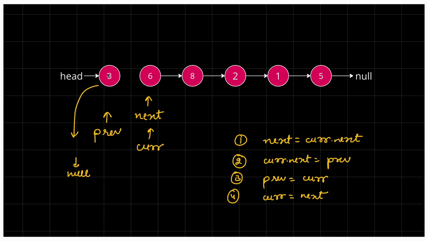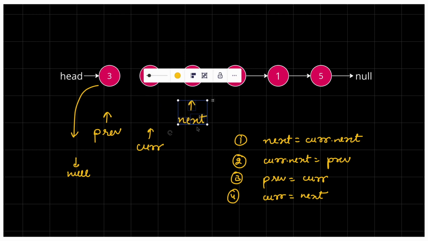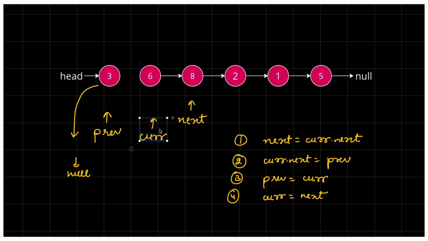So now let's repeat them. First of all, make sure that you don't lose the next pointer. So make sure that your next starts pointing to the current node next, because current is this node, so next will become the current node next. Now make sure that your current is basically pointing to the previous node. You can see that previous is now 3. So this 6 will start pointing to this 3, right? Eventually what you are doing is breaking this particular pointer.